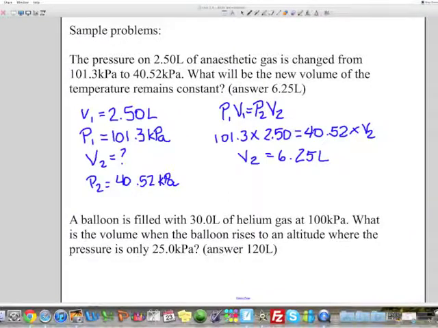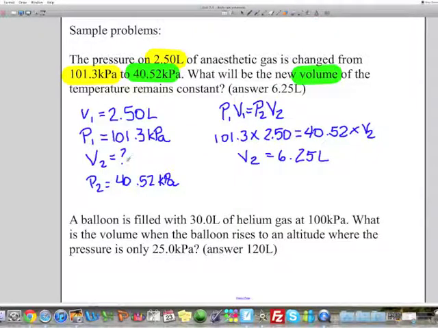All right, so here's the solution for the first problem. If you read your problem carefully, let's say you highlight your information. So the pressure on 2.50 liters of anesthetic gas is changed from 101.3 kilopascal to 40.52 kilopascal. What will be the new volume if the temperature remains constant?